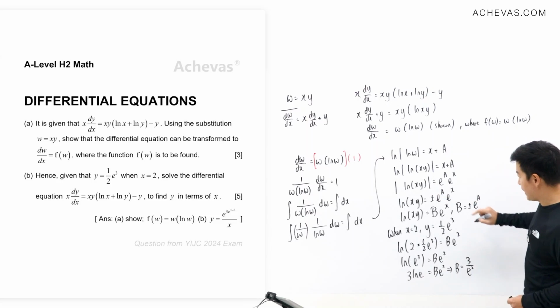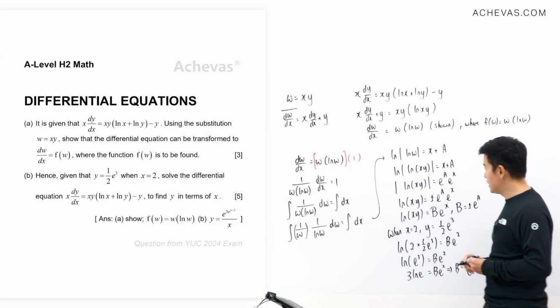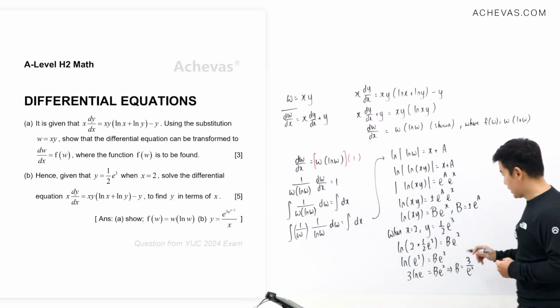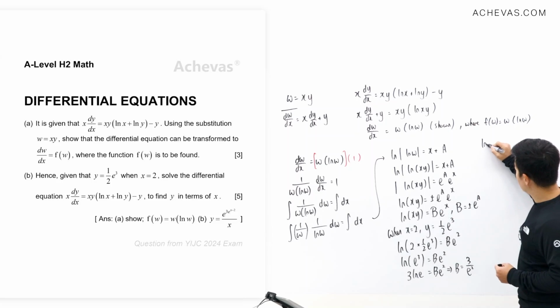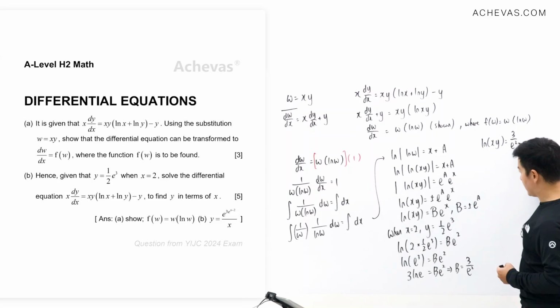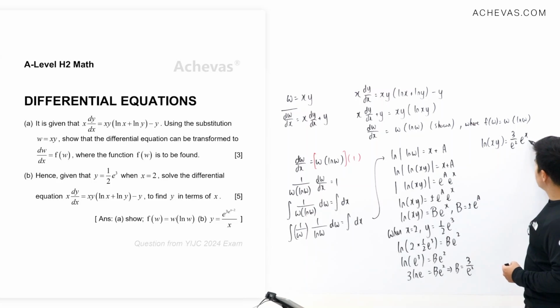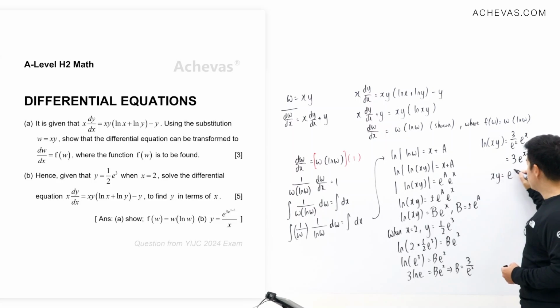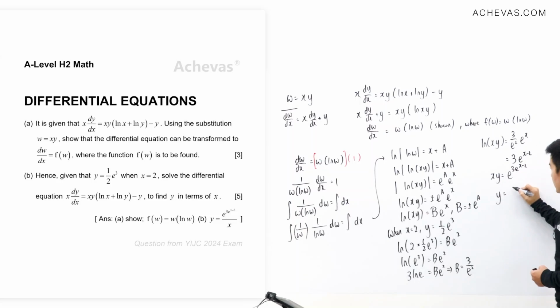Let me substitute this back into here, because according to what the question wants, we are going to try to get our solution to this differential equation where y is the subject. So substituting back into here, we have ln xy is equal to b, which is 3 over e to the power of 2, e to the power of x, which I'm going to just rewrite as 3e to the power of x minus 2. So xy will just be e to the power of 3, e to the power of x minus 2, which means that my final answer will be y being equal to e to the power of 3, e to the power of x minus 2, over x.